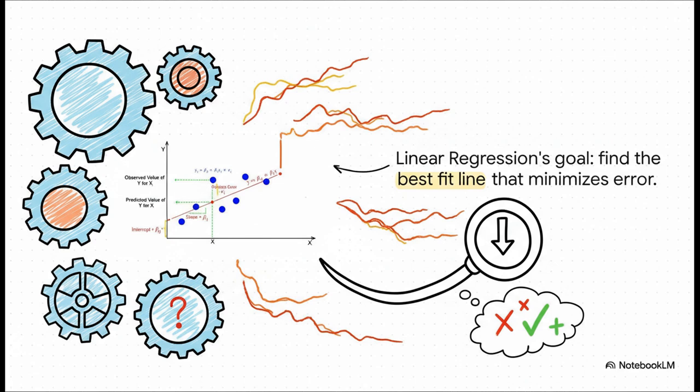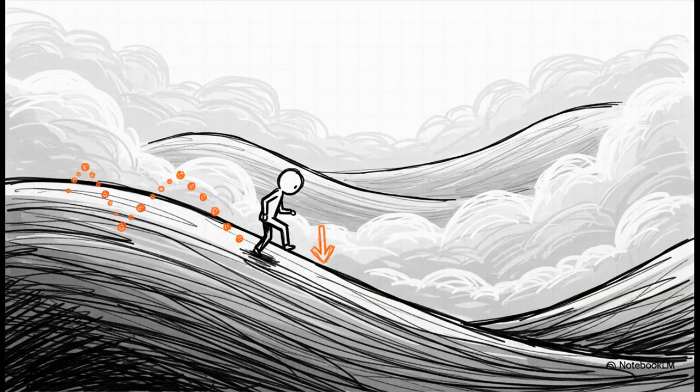You've seen this before. We've got a scatter plot of data points, and our whole job is to draw the one straight line that best fits that data. And when we say best fit, what we really mean is the line with the lowest possible loss. We're just trying to wiggle that line around until the total distance from all those points to the line is as tiny as we can make it. So how does a computer actually find that perfect line?